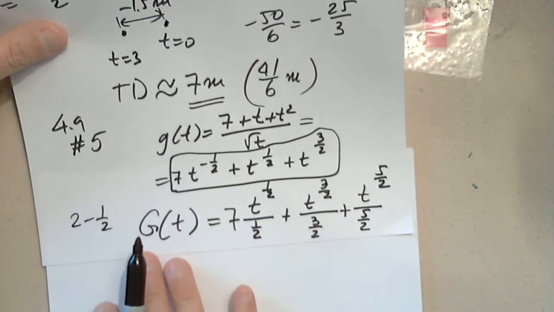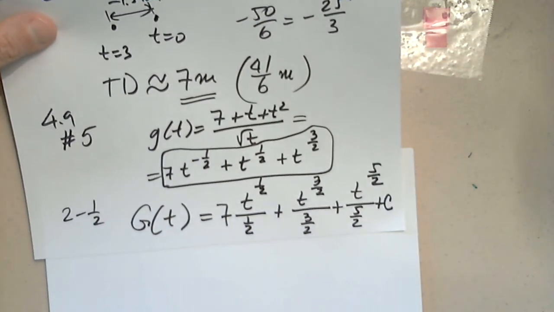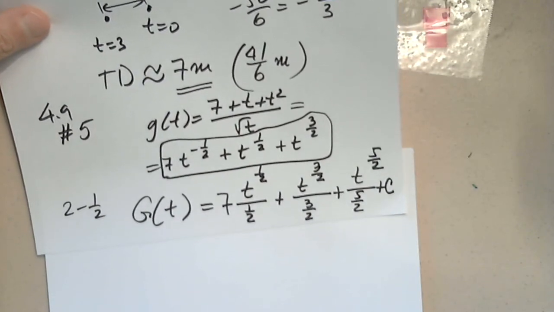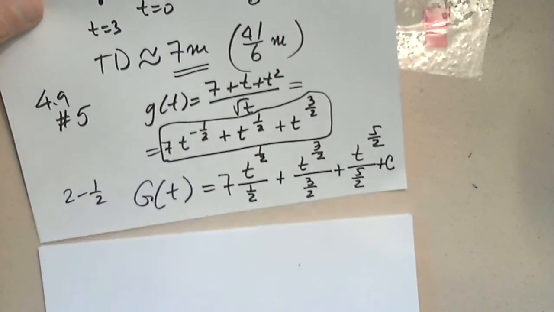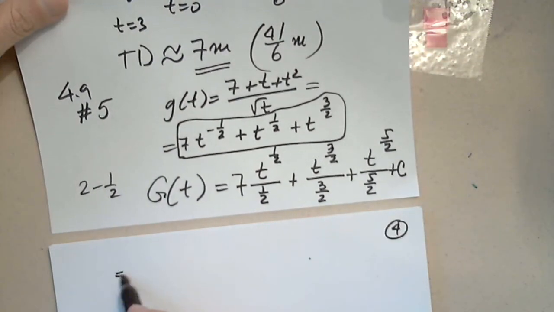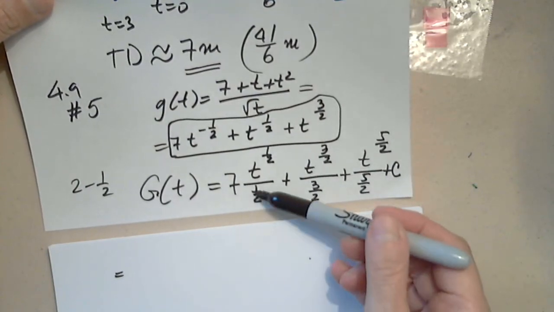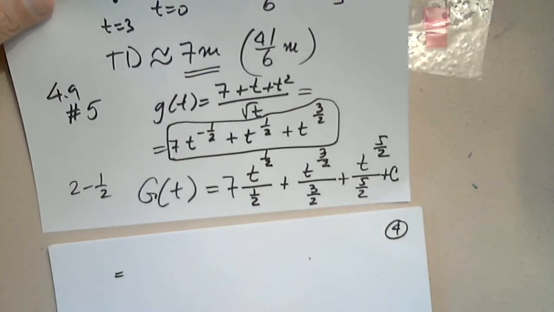I'm asked to find the most general antiderivative, so I have to find a family of functions. For every c, there is a different function. So I have to simplify it a little bit. I have to flip this fraction, because when I divide by a fraction, I multiply by the multiplicative inverse.